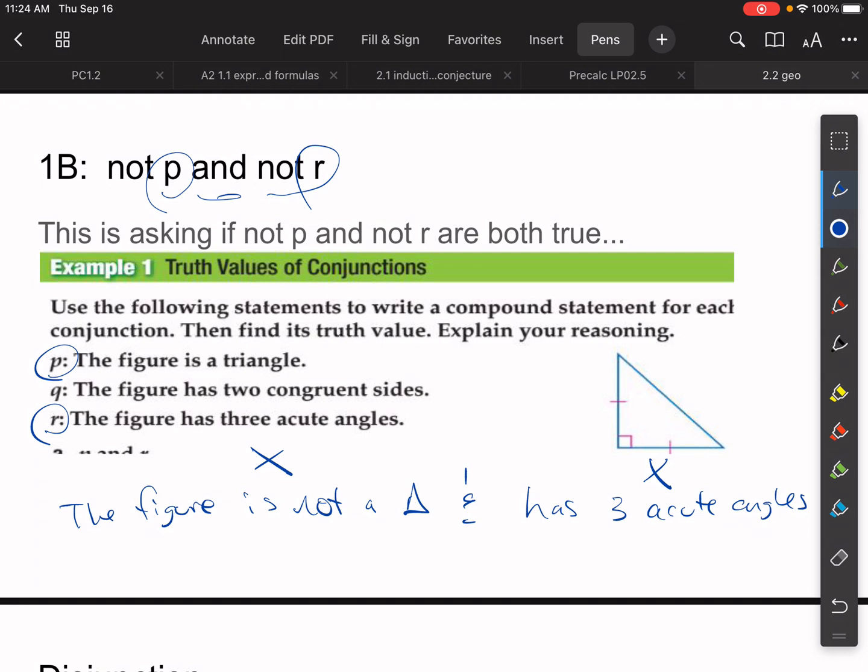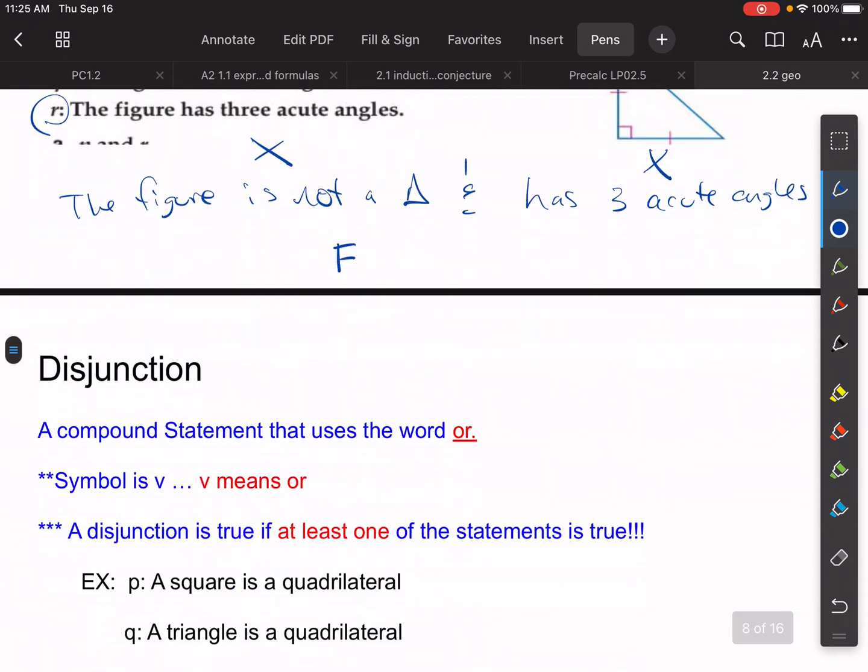So these are both false, so the truth value to this is F. It is false because both statements are false.